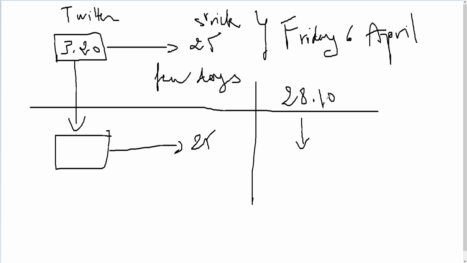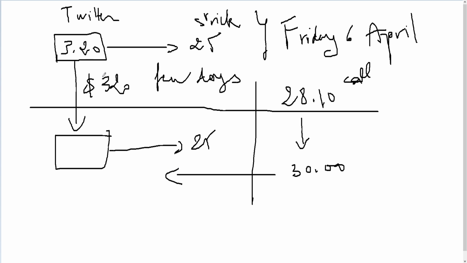Twitter was $28.10. You buy 3.20. It means you spend $320 for this call. Call means you want the stock, you think that the stock will go up. Let's say the stock from 28.10 goes to 30. Now, when you see that price, go here and check how much you make money. Since the stock is going up and you buy a call, it means you will be making money.